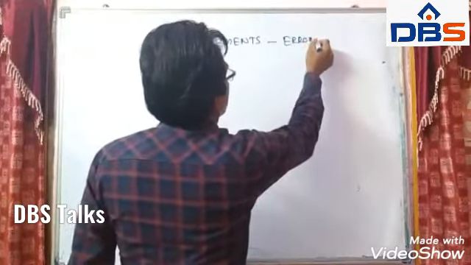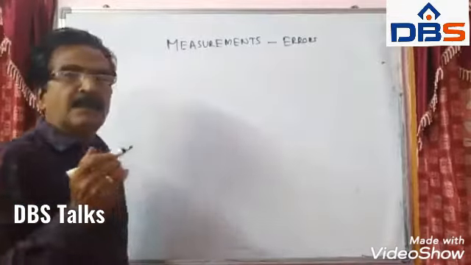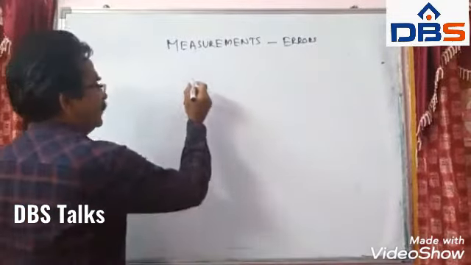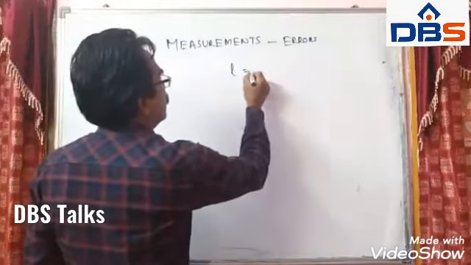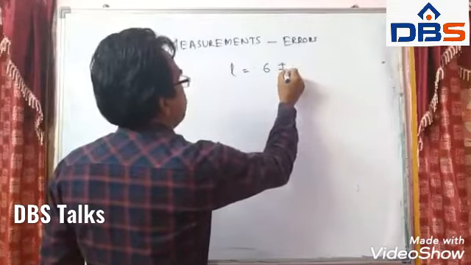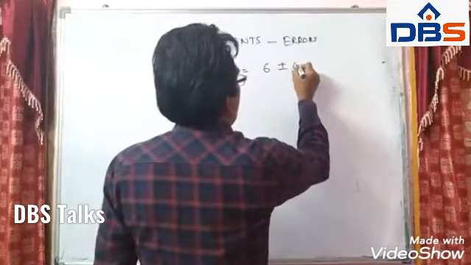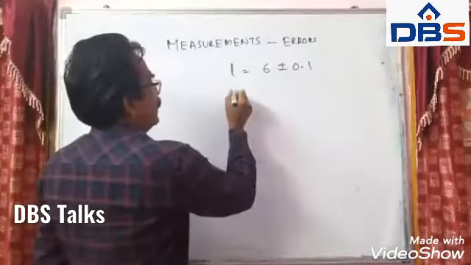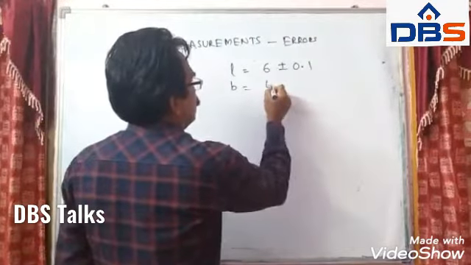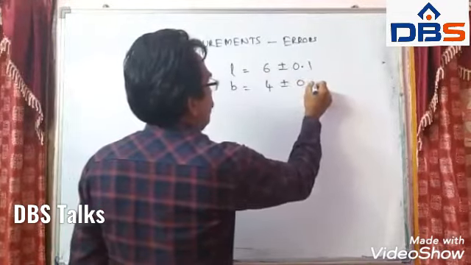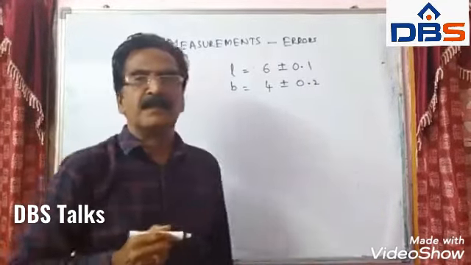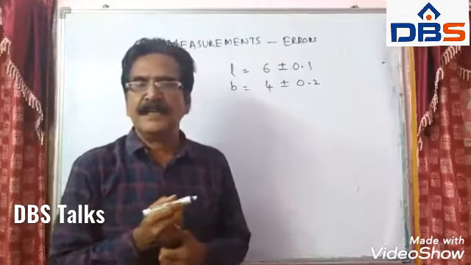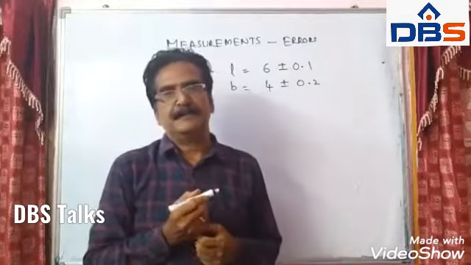See, here the first problem is: the length of a rectangular plate is 6 plus or minus 0.1 centimeters and breadth is equal to 4 plus or minus 0.2. Then what is the area of that rectangular plate?